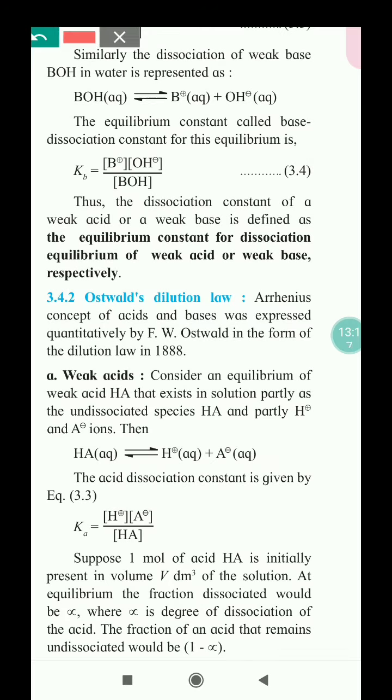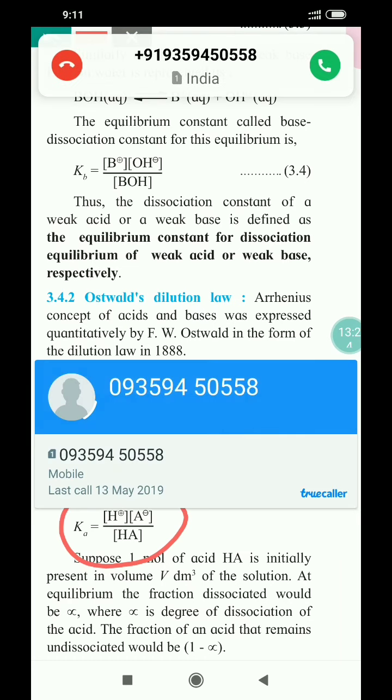So here the dissociation constant is given by Ka is equal to H positive into A negative.